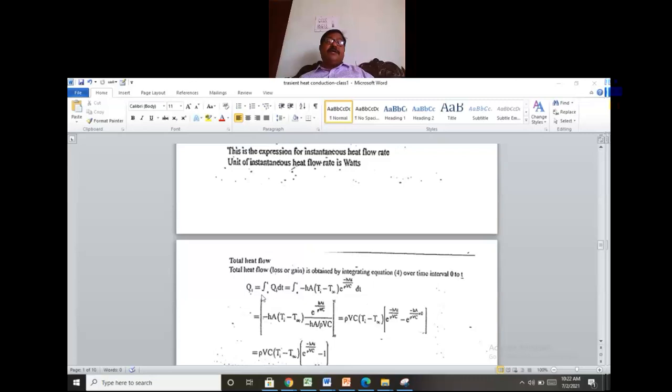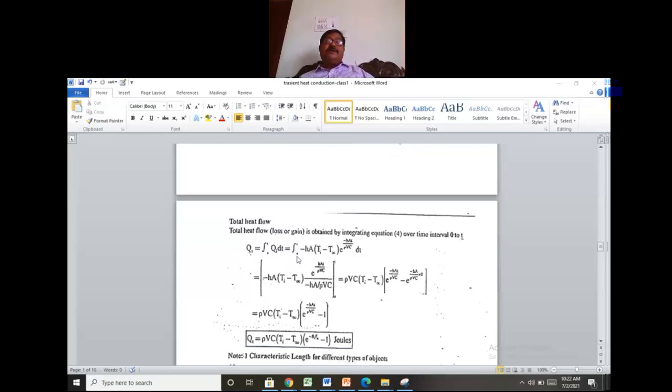Q1 is equal to the integration of Qi dt from 1 to 2, which is equal to the integral from 0 to t of h(Ti minus T infinity) e to the power of this term dt. It is equal to h(Ti minus T infinity) e to the power of (minus hAt/rho Vc), multiplied by rho Vc divided by minus hA. If you simplify this, it is a simple simplification.